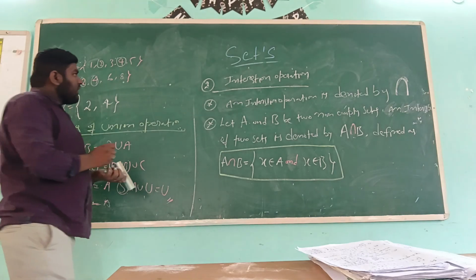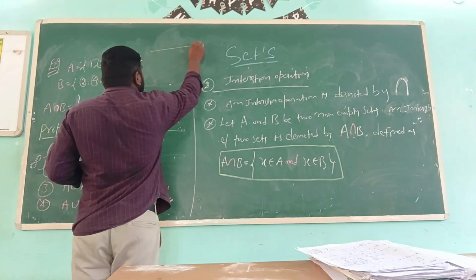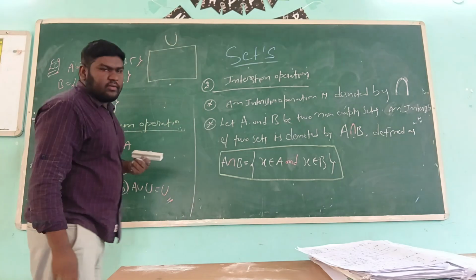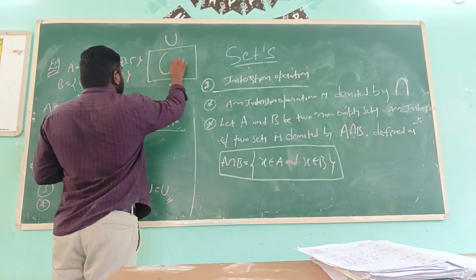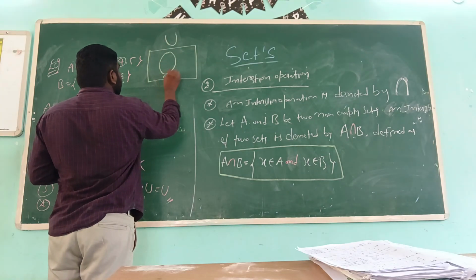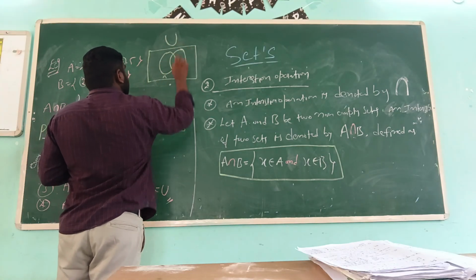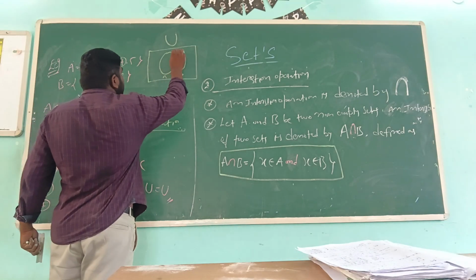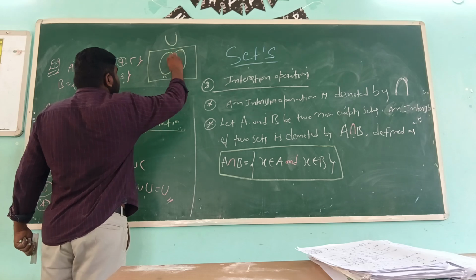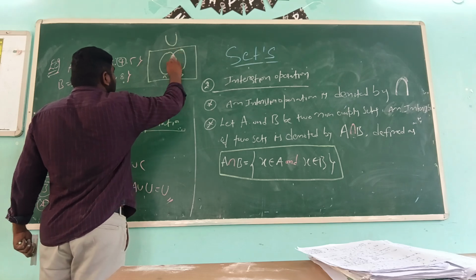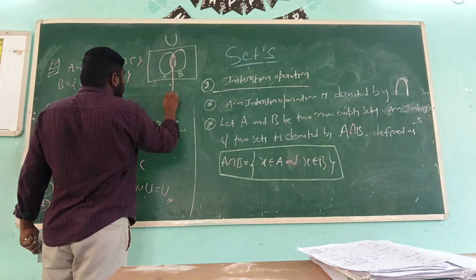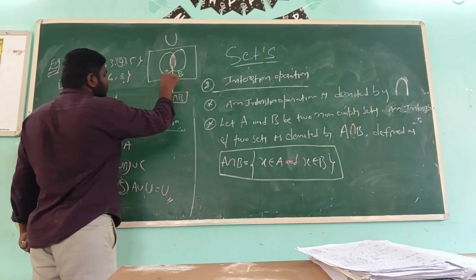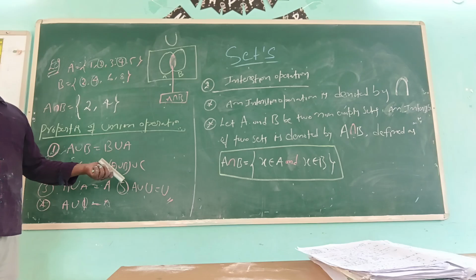Understood? A intersection B is X belongs to A and X belongs to B. Diagrammatically, the intersection operator is shown with U, the universal set. This is A and this is B. The intersection operator means X belongs to A and B, so I will shade this region, very important. Only this region is called A intersection B. Understood? Now we have an idea about what is intersection and what is union.